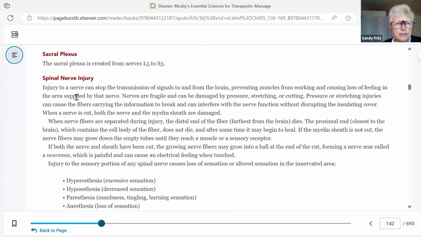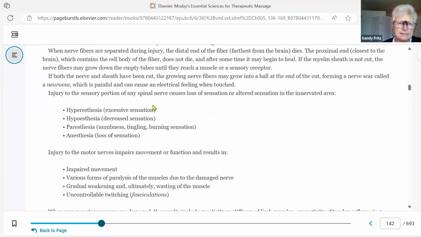Nerve injury or nerve sensation itself is difficult. It tends to run on a line, it throbs, sometimes it's positional, you just move a certain way and it's hot. These sensations, excessive sensation, decreased sensation, numbing and tingling, loss of sensation, are part of what would happen if there was a nerve injury.